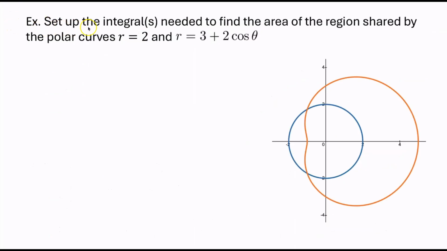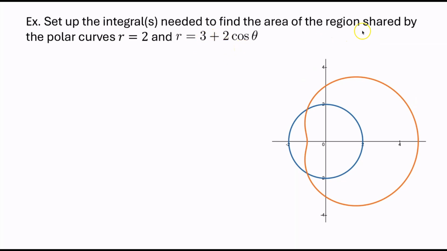In this example, I want to set up the integral or integrals needed to find the area of the region shared by the polar curves r equals 2 and r equals 3 plus 2 cosine theta. In this one, we are given the graphs. We just need to know which one is which. So r equals 2 is the circle centered at the origin with a radius of 2. And then 3 plus 2 cosine theta is the dimpled limacon. So we could have generated them as we did the previous one, knowing that we would substitute in the quadrantal angles, especially to help us with this second one here.